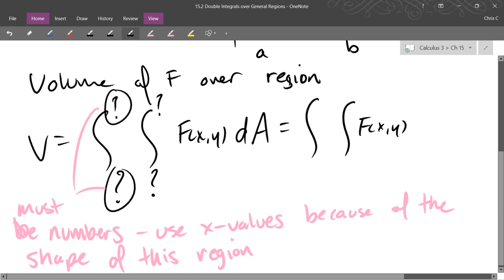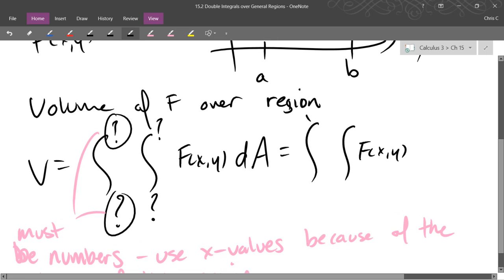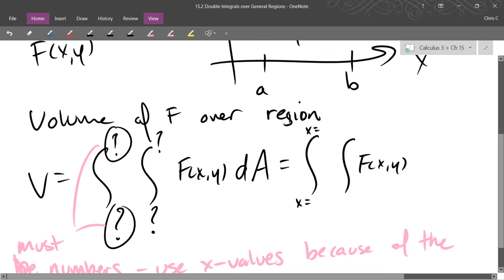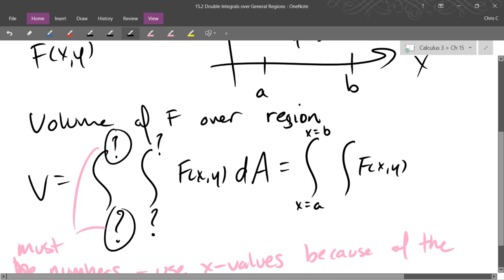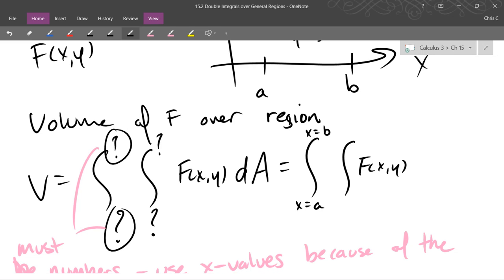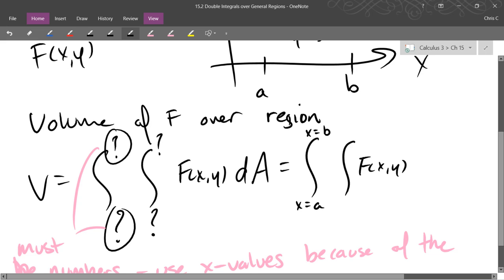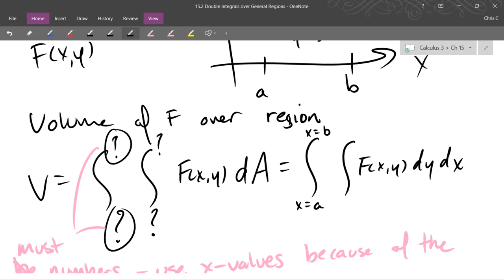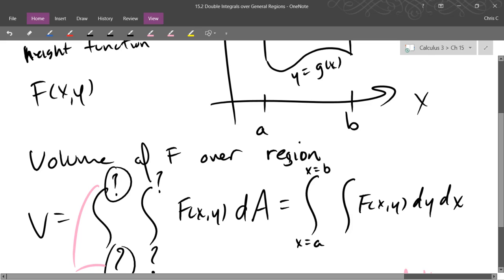So if the outside needs to be x values, I'll write x equals, this is obvious, we go from a to b. That should be pretty clear from the region going a to b. What does that mean about the order? Is it dx dy, or dy dx? Dy dx. So the outer one is a dx, and our dy is going to go first. Dx matches the outside endpoints. Now we're going to work on the inside maximum and minimum values. They're definitely y equals, because it's a dy integral.